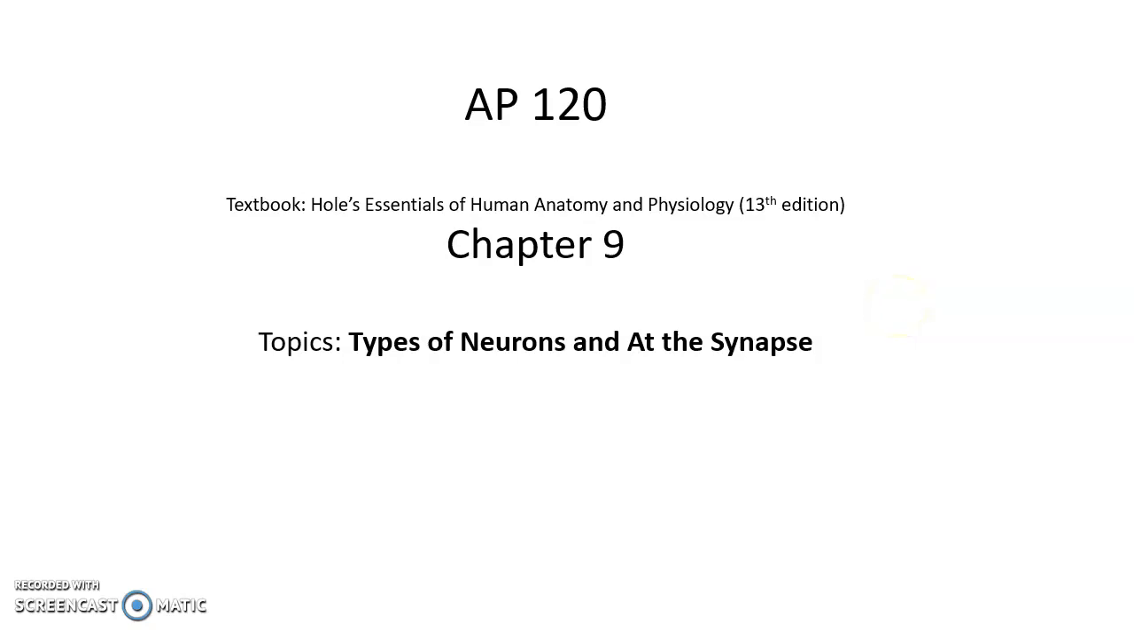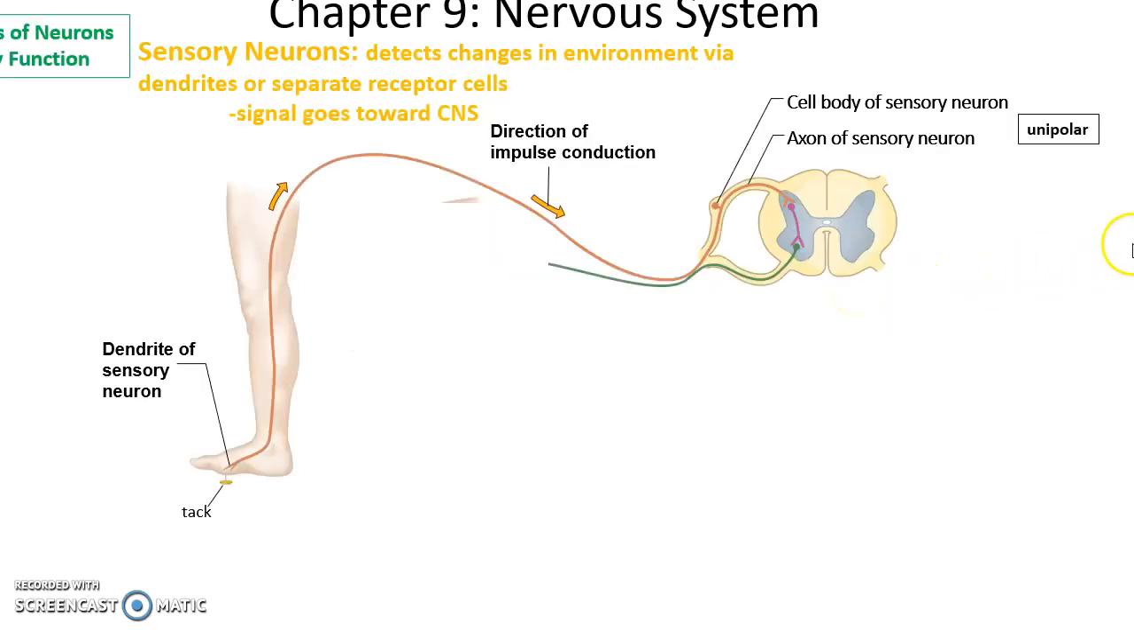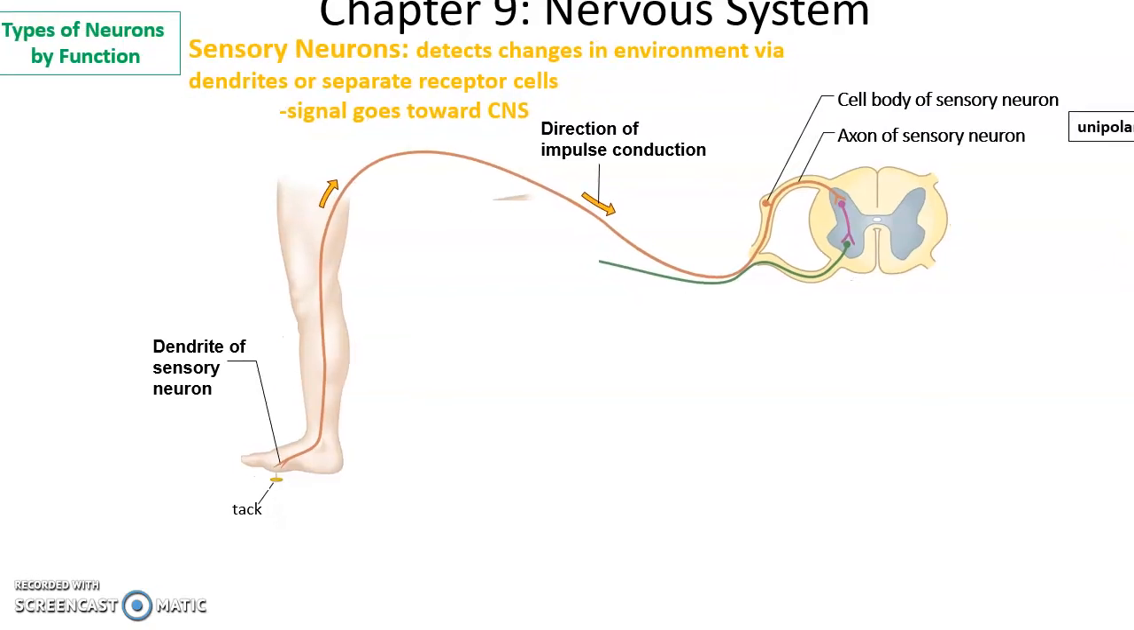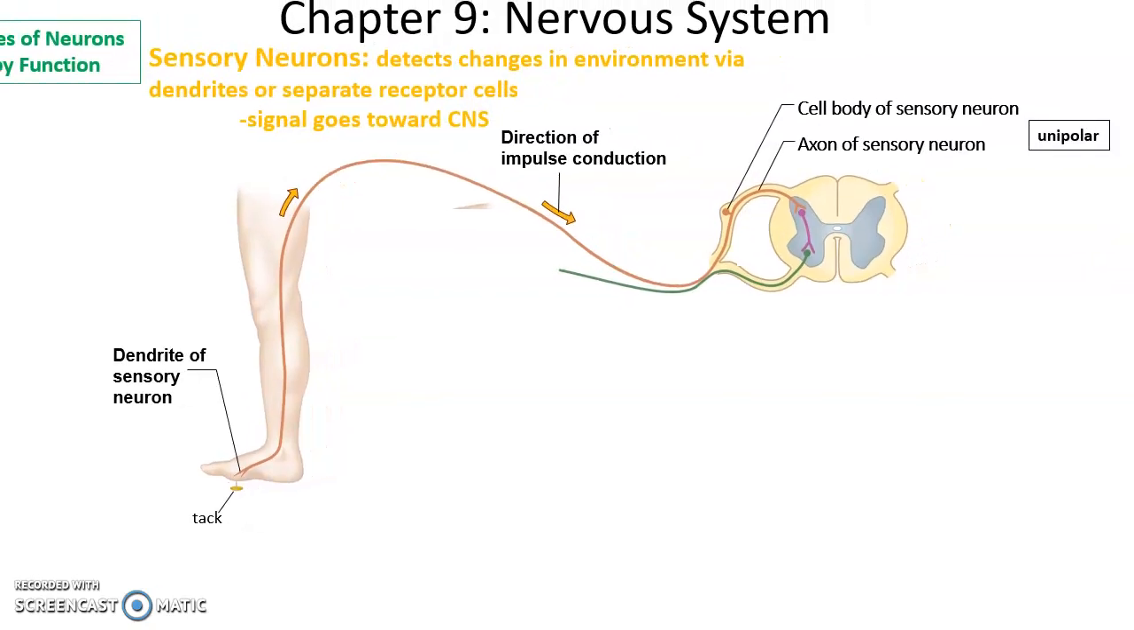EP 120, Chapter 9, Topics: Types of Neurons and the Synapse. All right, we can distinguish neurons by their function as well as by their structure.